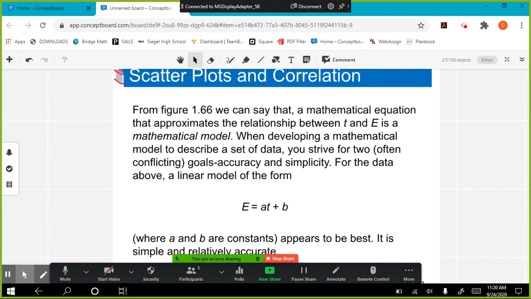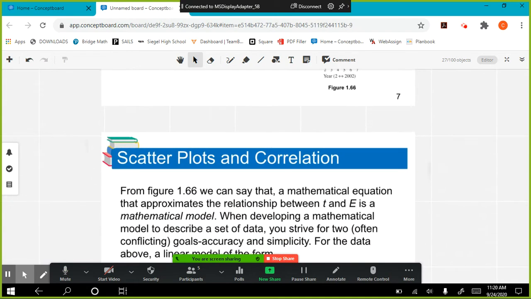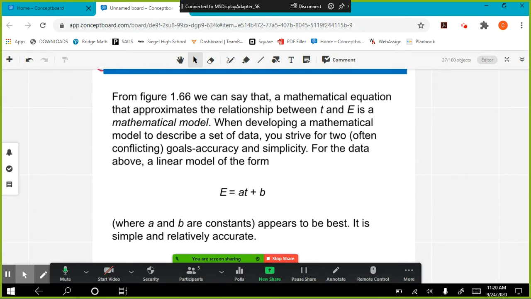So a lot of times what we'll be looking for is a linear model, which, if we look back up at the scatter plot, generally is forming a line. Okay, and that's kind of what we're looking for today. We're looking for scatter plots that will generally line up and form a line so that we can come up with the line. And notice this right here, E equals AT plus B, is very similar to what we've always known as slope-intercept form: y equals mx plus b.